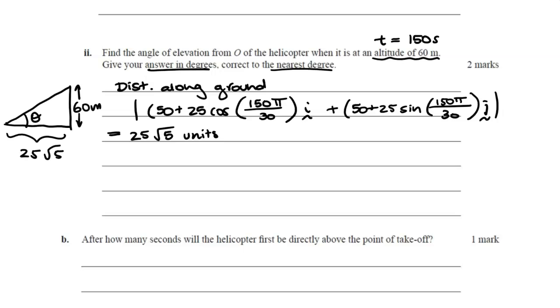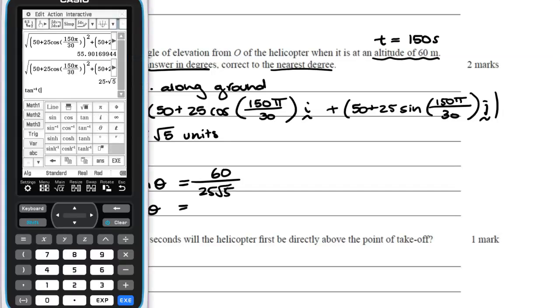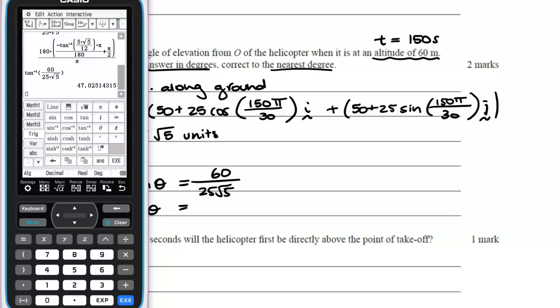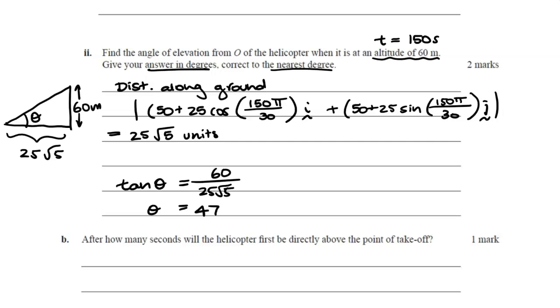Now that we have that, we can use some basic trig. Let's use tan, opposite over adjacent. And remember, we want that theta in degrees. Okay, they ask us for the nearest degree, so that's going to be 47 degrees.